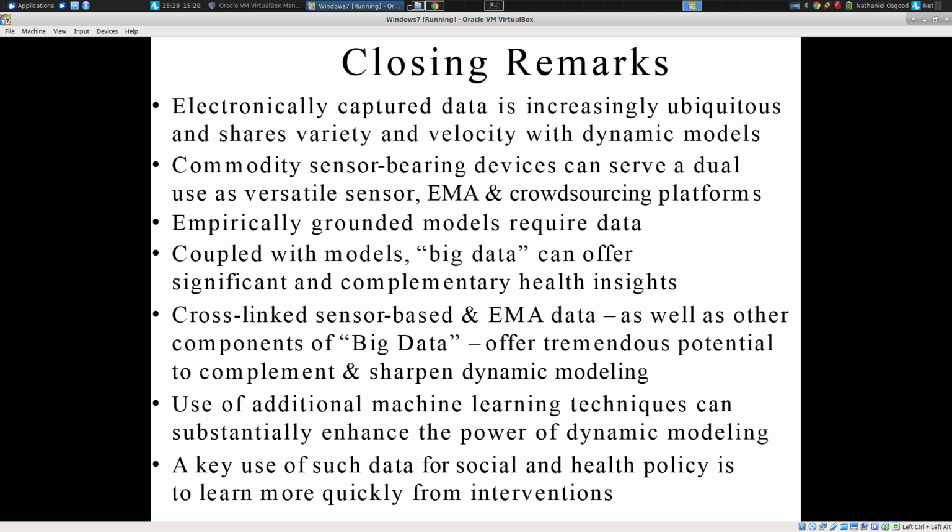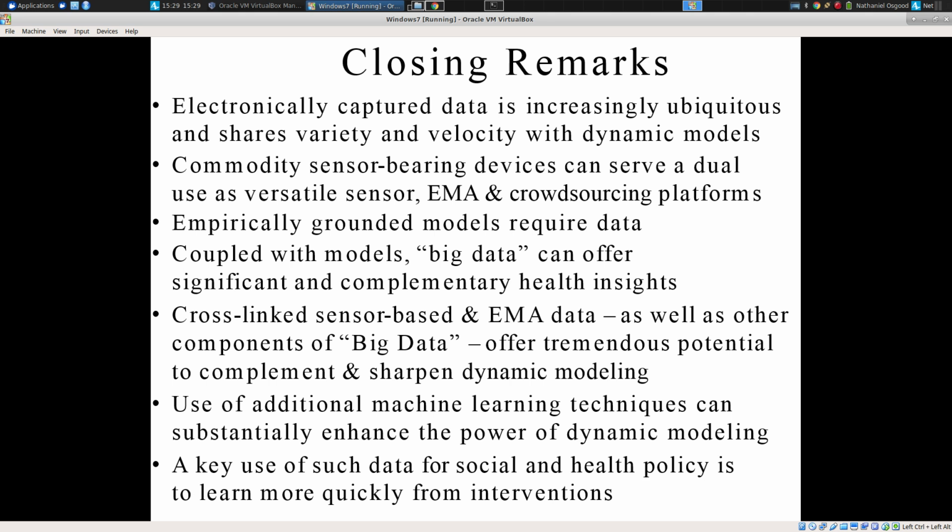Commodity sensor-bearing devices, smartphones, wearables, for example, can serve dual use as sensor platforms, EMA issuing platforms, and crowdsourcing platforms. They're incredibly flexible, and increasingly they're drawn together. We use Ethica now with wearables. We've used it with a couple types of wearables, not just Fitbit, with some which seek together as well heart rate variability and electrodermal activity, for example.